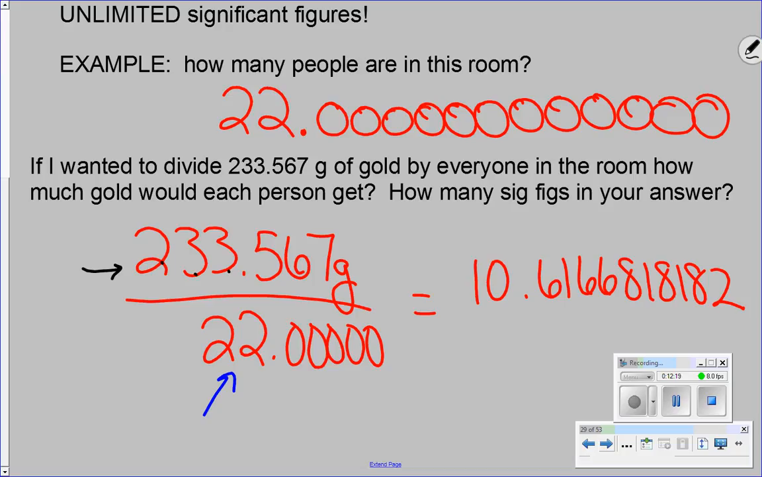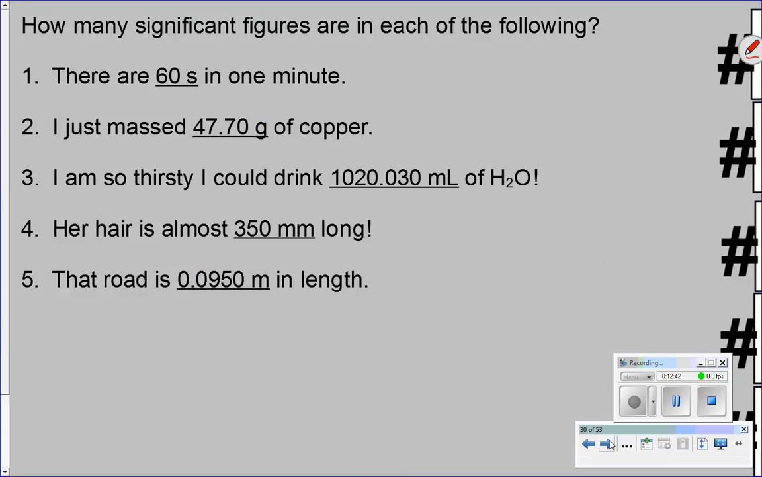1, 2, 3, 4, 5, 6. So if I wanted to round this to the proper number of significant figures and tell you how much gold you were going to get, it would be just over 10.5 grams. You can look up the exchange rate and find out how rich I made you on Google. We will talk about those mathematical rules separately.